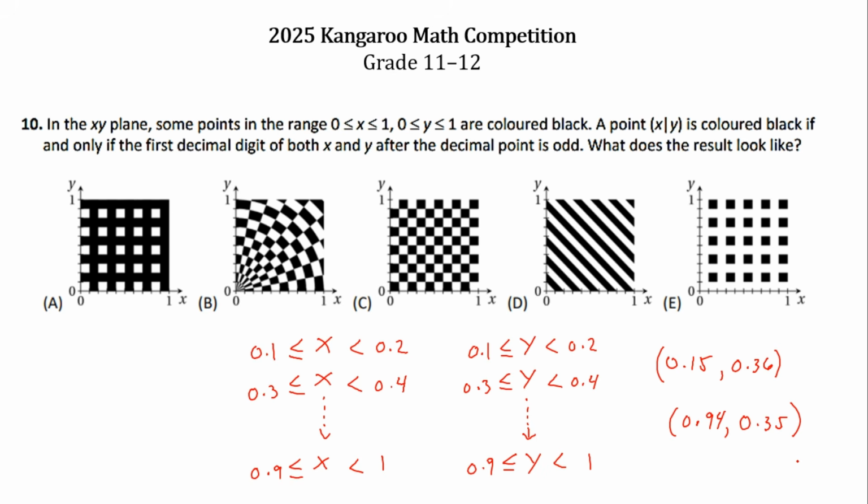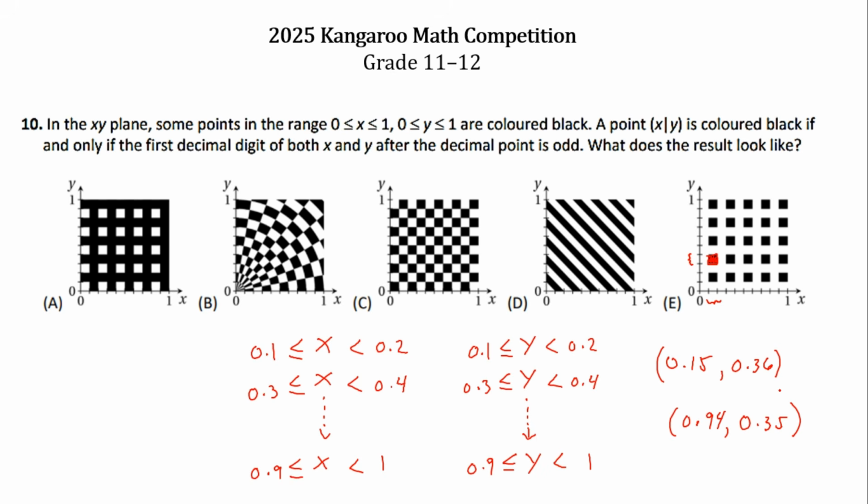Alright. Now, any combination of x and y coordinates from these intervals satisfy the given condition. Now, let's plot the first point that we have chosen. So, 0.15 must belong to this interval. 0.36 must belong to this interval. So, this point must be in this region. Okay? It must be in that region.